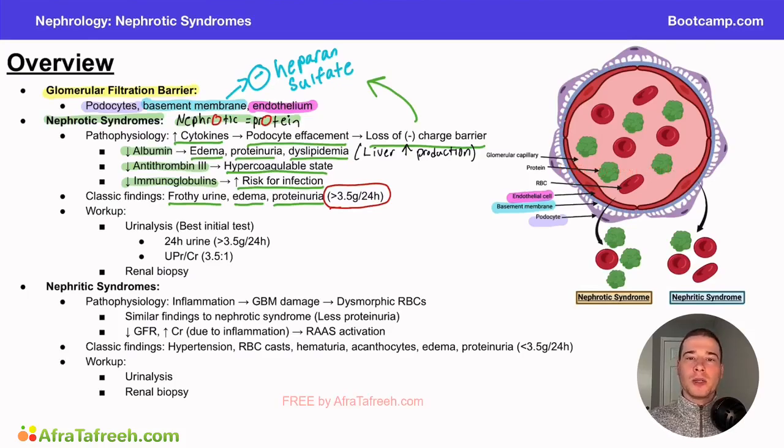Again, as with most numbers and cutoffs in medicine, these things are not exact, right? Just because a patient had 3.4 grams, that doesn't exclude them from nephrotic syndrome. It's a general range that we use. And for test-taking purposes, 3.5 is most commonly used as the cutoff range.